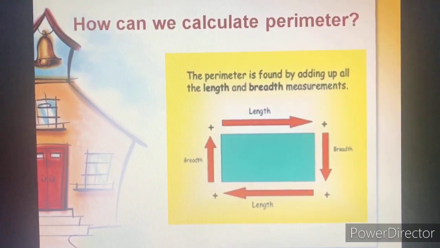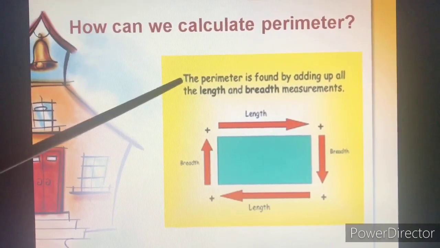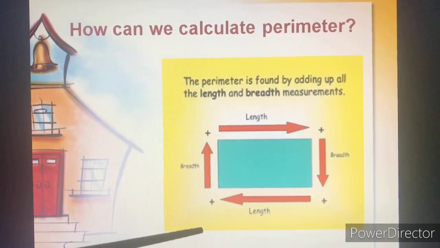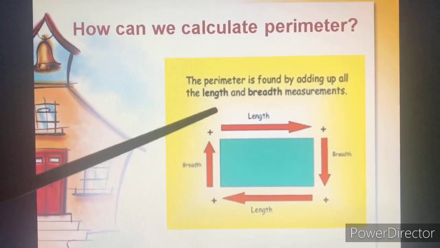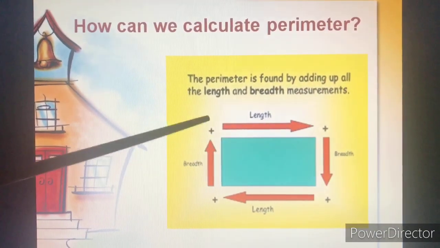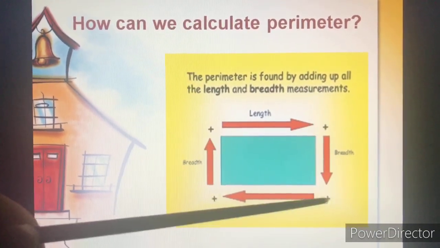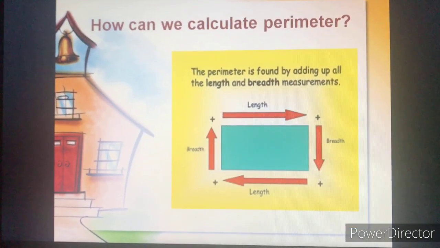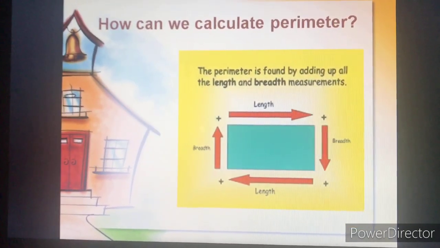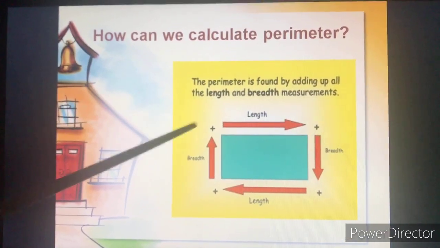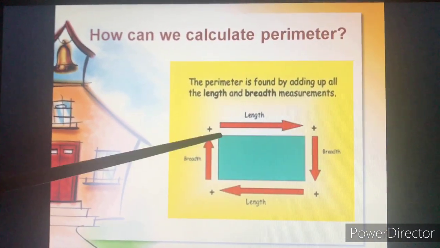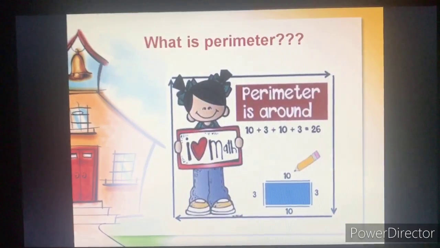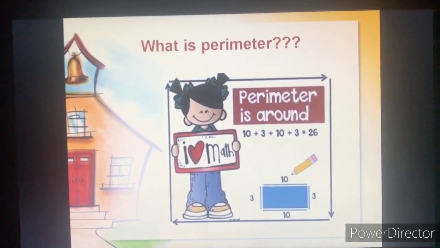So how can we calculate it? The perimeter is found by adding up all four lengths. Means you are going to add all the lengths from A to B, B to C, C to D and D to A. So this is how you can calculate the lengths of sides, means you are calculating the perimeter.